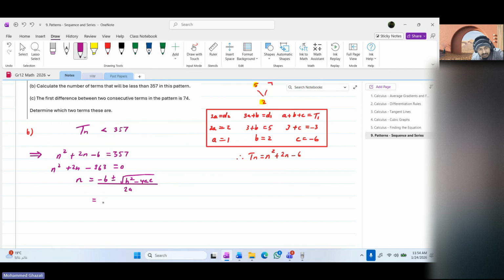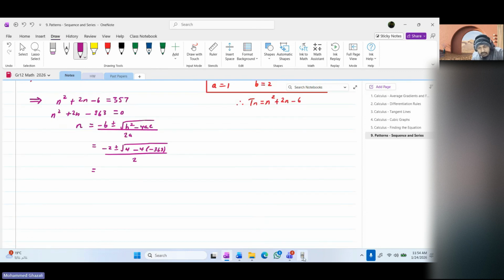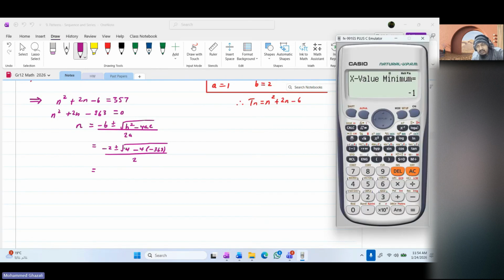Right, so minus b will be minus 2 plus minus the square root of b squared, which will be 2 squared, which is 4, minus 4, a will be 1, and c will be minus 363, divided by 2 times 1, divided by 2. Now remember, you already solved this, so no use typing the quadratic formula there. You already have the answer.